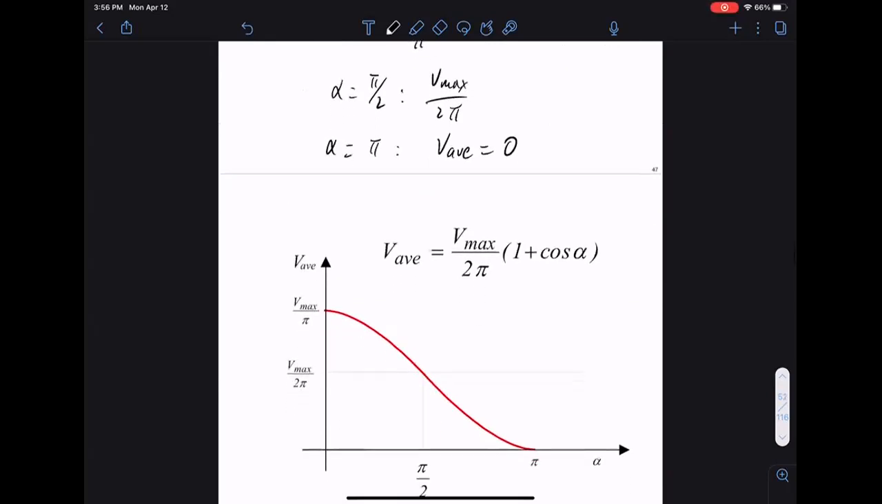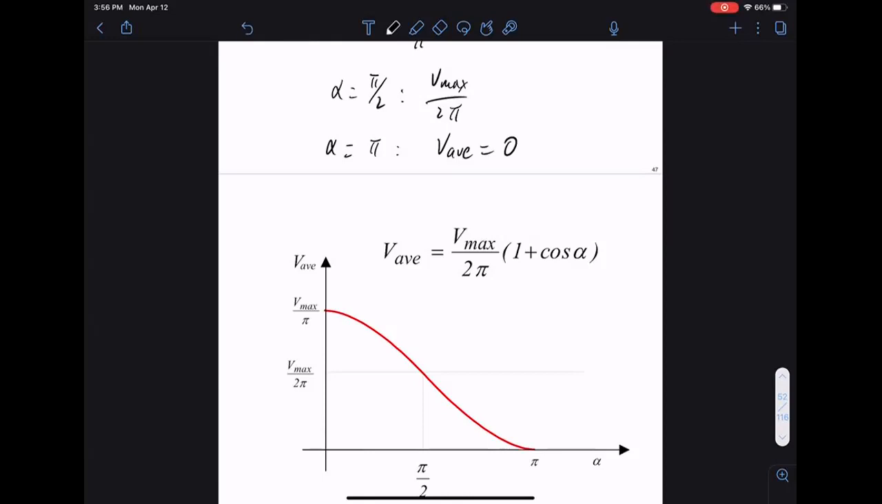So if you plot this graph, it tells you that if you want a certain output voltage, you can go to this graph and pick out an alpha. You can pick an alpha to give you the average voltage you want. That's why control is nice. Control of this SCR is nice. Questions about this?